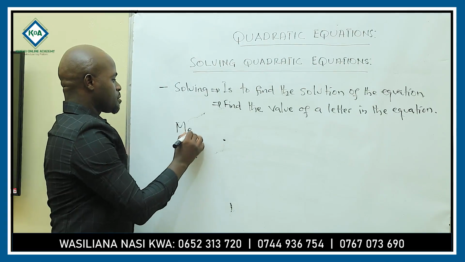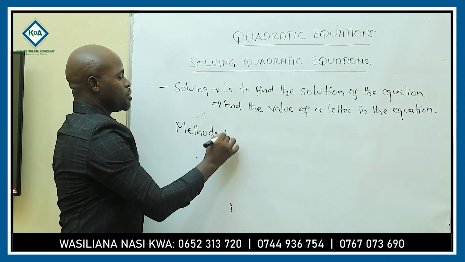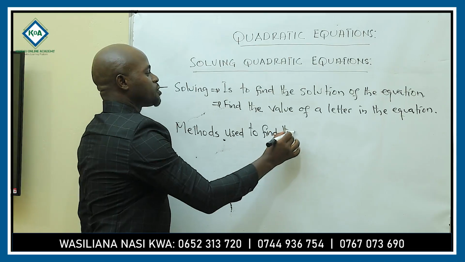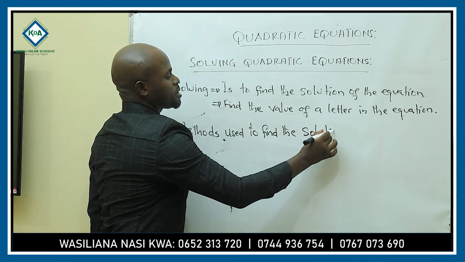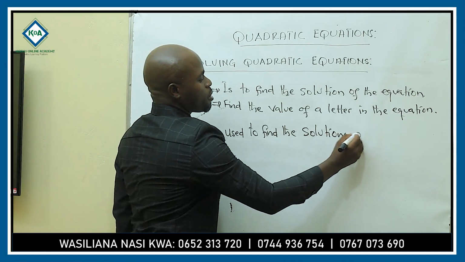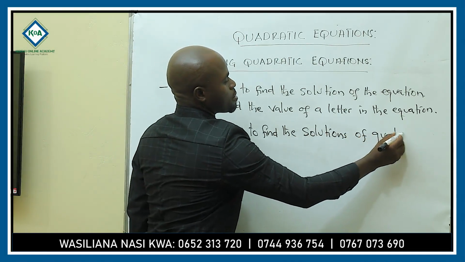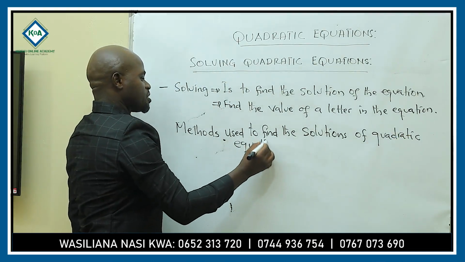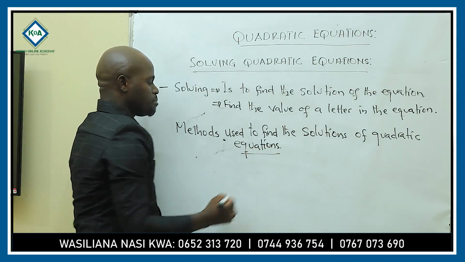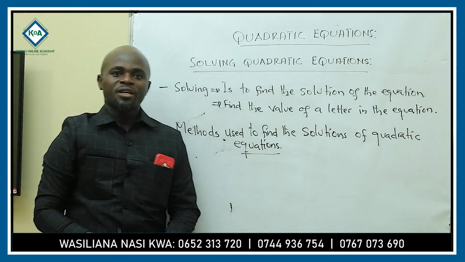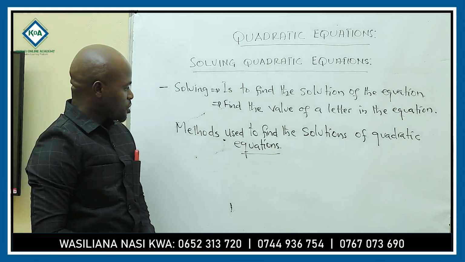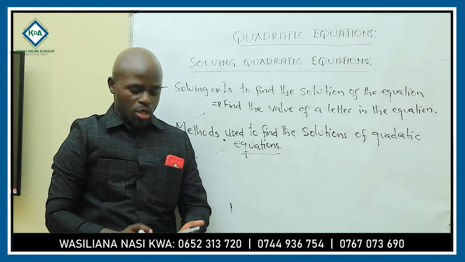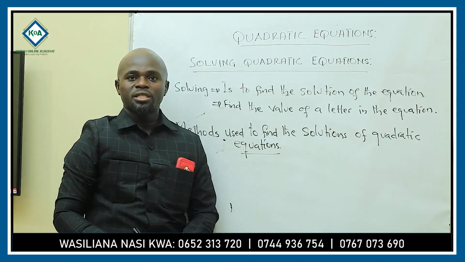So the methods used to find the solutions of quadratic equations. The methods which are always used to find the solution of quadratic equations. Generally, we are speaking about only 3 methods. So we have only 3 methods which are always used to find the solution of quadratic equations.